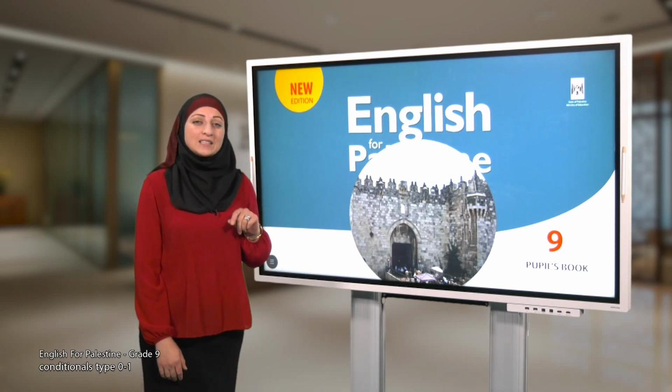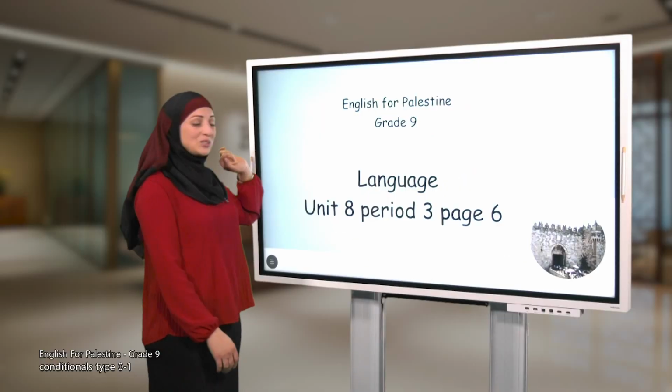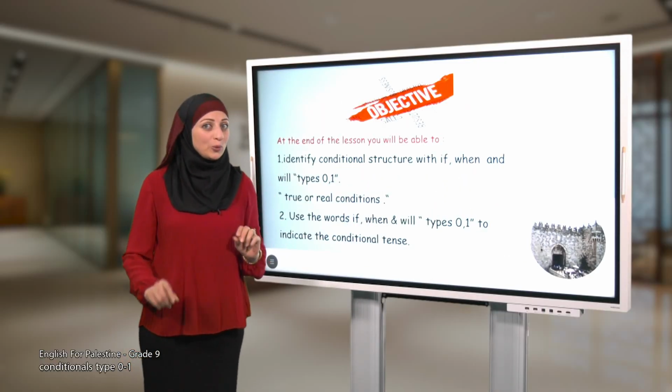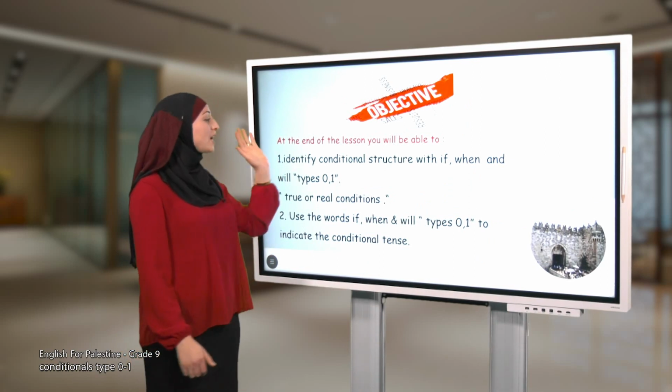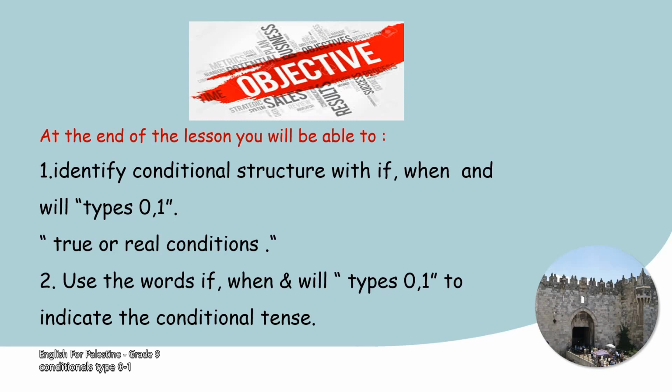Today, our lesson is about conditionals type 0 and 1. So, give me your attention. Let's start. At the end of this lesson, you will be able to, number 1, identify conditional structure with if, when, and will, types 0 and 1. Number 2, use the words if, when, and will, types 0 and 1 to indicate the conditional tense.